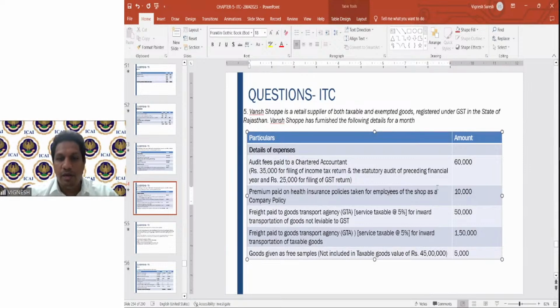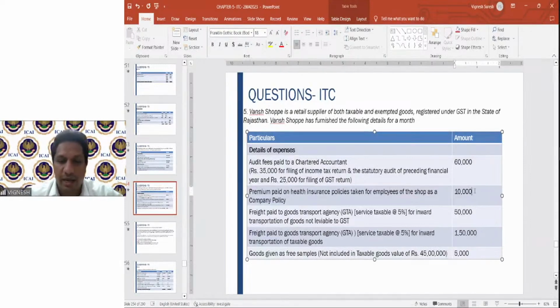Then premium on health insurance policies taken as a company policy. In this particular situation, ITC on health insurance policies is allowed only if it is obligatory. But in this case, it is not obligatory. So therefore, this is a blocked credit. So on 10,000 rupees, no ITC can be taken into consideration. No ITC can be claimed.